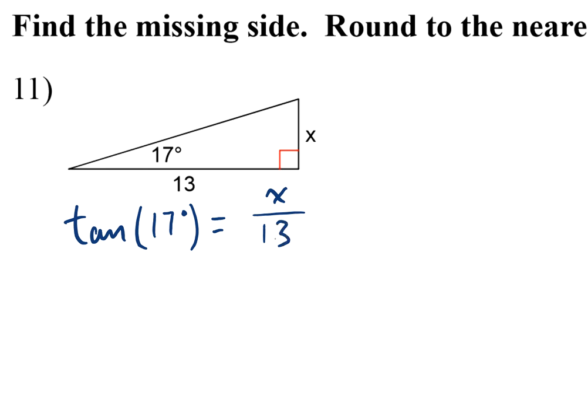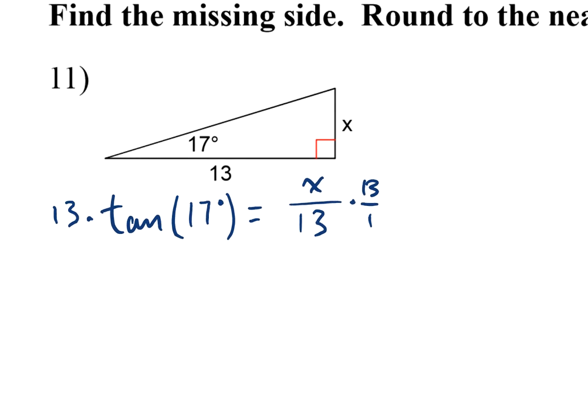So if I was going to solve this equation for x, I can see x is being divided by 13. To undo that, I could multiply both sides of this equation by the number 13. I'll write it as 13 over 1 here, and just 13 here. If I simplify the right hand side, because I now have a factor of 13 in both the numerator and denominator, I'm left with just x. And on the other side, I have 13 times the tangent of 17 degrees.